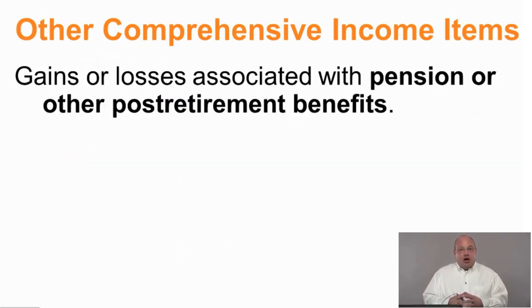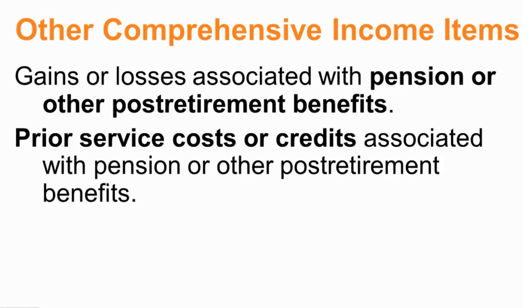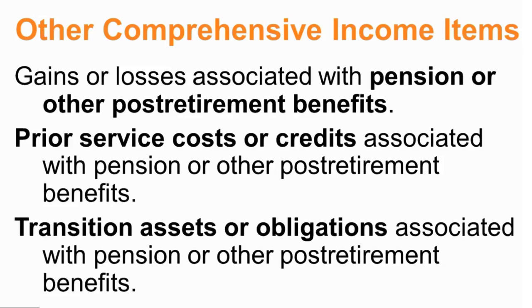Also, gains or losses associated with pension or other post-retirement benefits. Prior service costs or credits associated with pensions or other post-retirement service benefits. Transition assets or obligations associated with pensions or other post-retirement benefits. What they're doing is taking some of these potentially very large gains or losses connected to a pension plan. They're saying, don't put it on the income statement. We're going to put it on other comprehensive income, and then we'll slowly release it to income. But these items are going to be part of other comprehensive income.